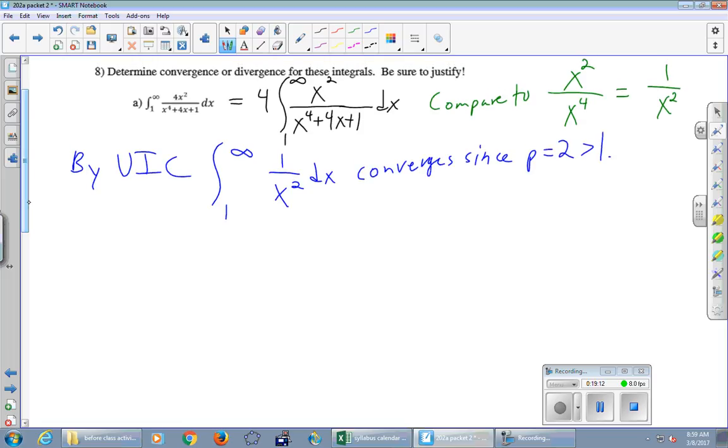Let's start by comparing denominators. X to the 4th plus 4x plus 1. How does that compare to the simplified denominator where I only looked at the leading term? What inequality goes in between? Greater, right? We're adding positive stuff over there. But I want these guys to be in the bottom. So we're going to put a 1 on top of each of these.